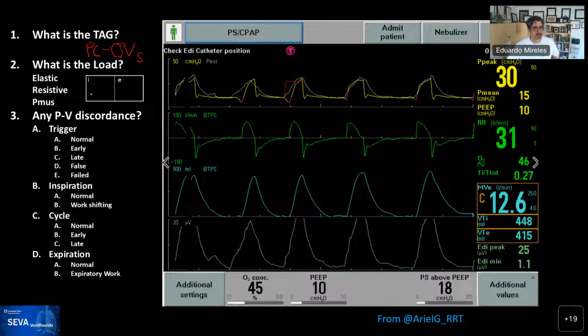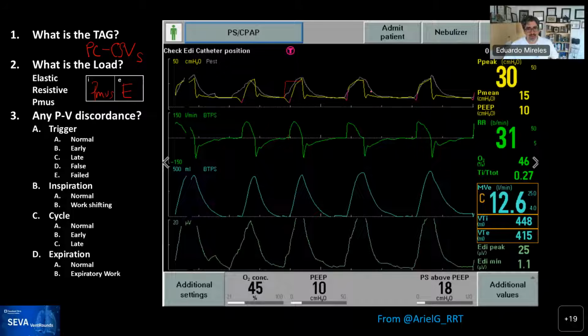Then in terms of trigger, a good number of you talked about it being late. This is a very nice waveform because when they did this graph, the patient had an esophageal monitoring catheter inside. And so in the bottom, this over here is the electrical activity of the diaphragm. And as I said, this is the gold standard in this case. This tells you what it is.